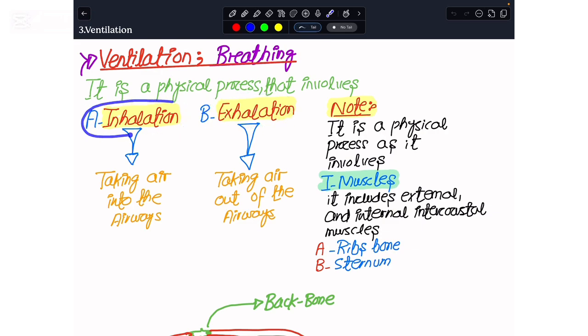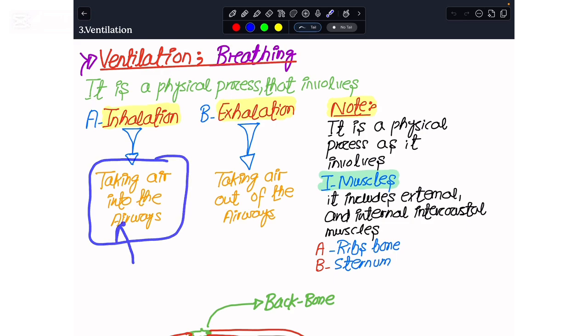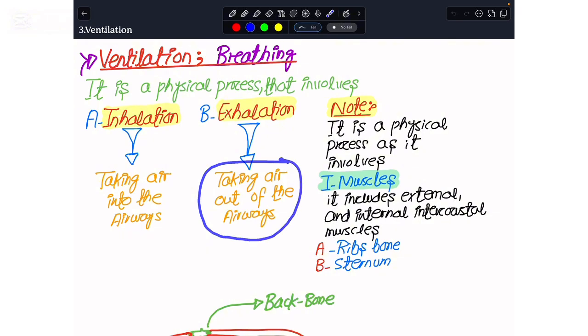Another word for inhalation is inspiration, and for exhalation, we also use the word expiration. By inhalation, what we mean is that whenever you take air into your airways, this would be inhalation, and when you take the air out of your airways, this would be called exhalation.